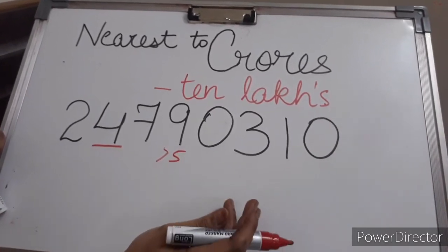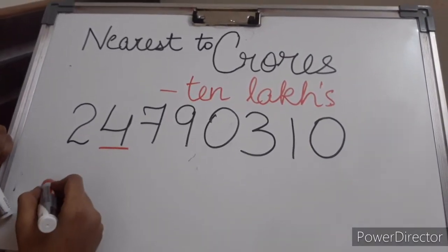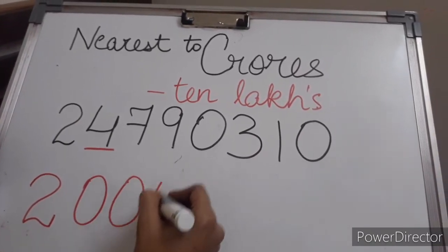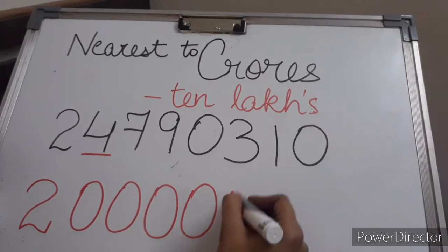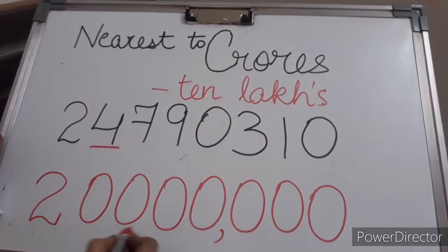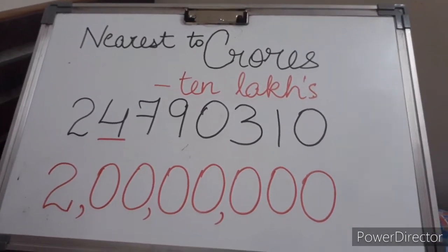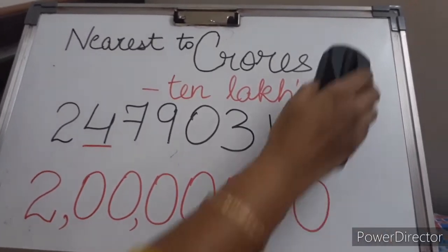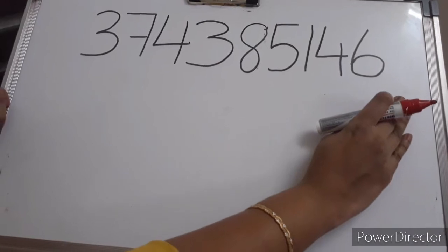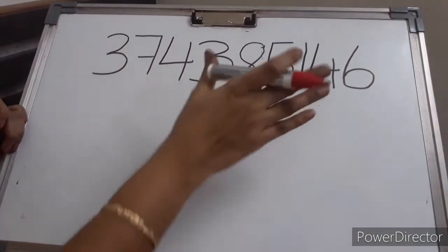When it is less than 5, what do you have to do? We have to keep the nearer digit unchanged, and our number becomes again 2 followed by subsequent zeros, because it is a rounding of the number, and our answer is 2 crores. Okay, so we will get a brief summary of all this rounding off. Here I had taken a number. We will take a brief summary of how we will do rounding in this number.